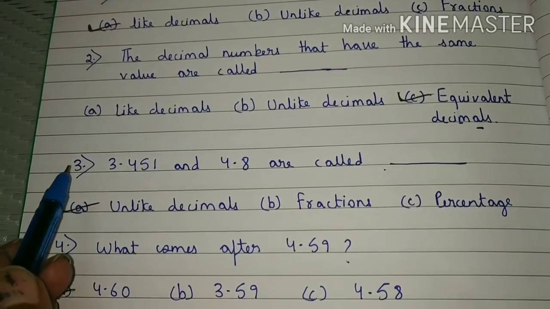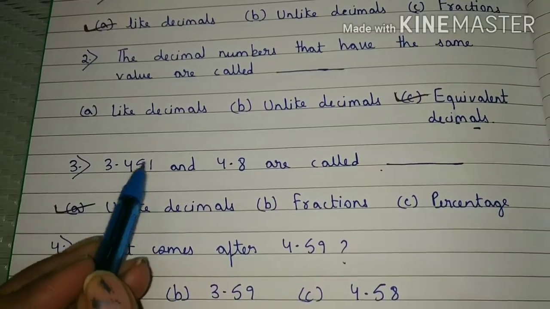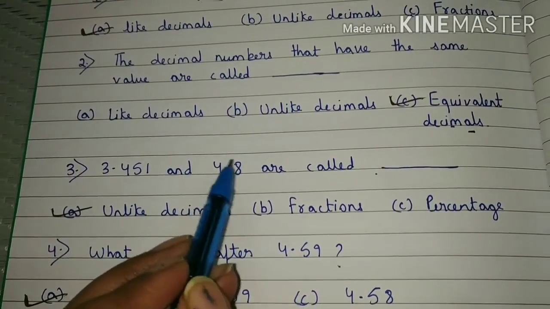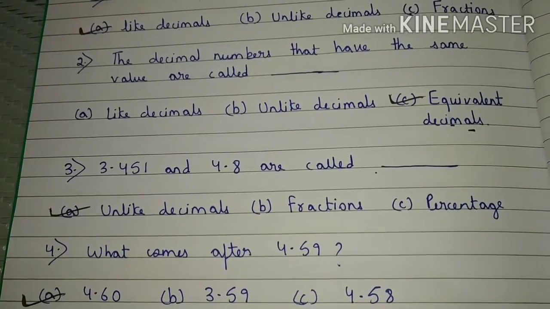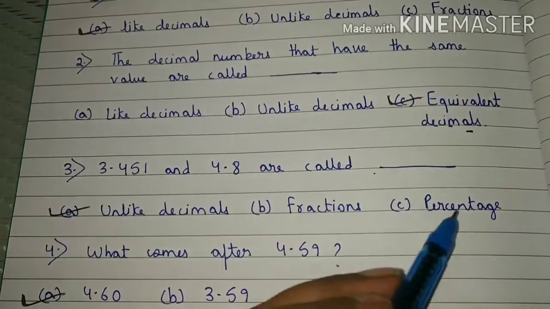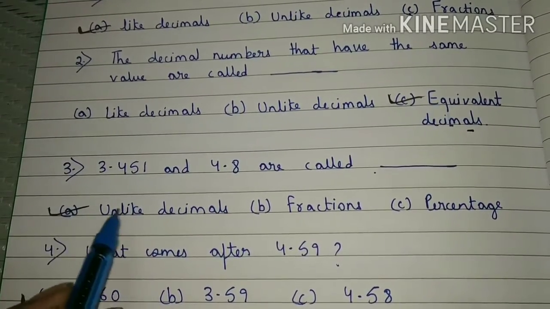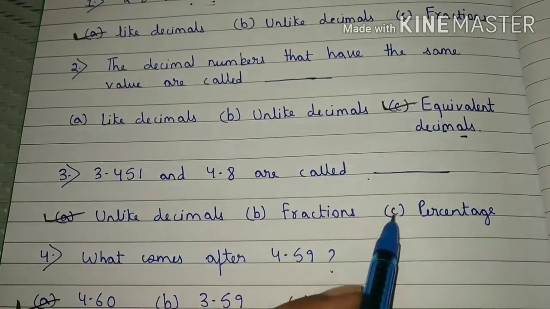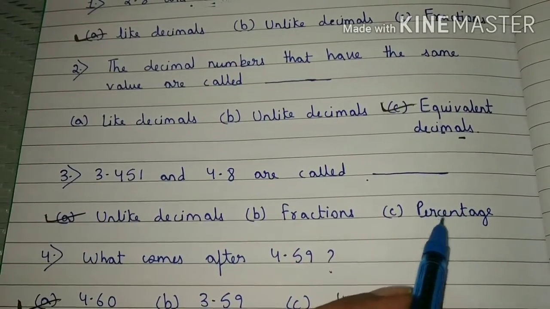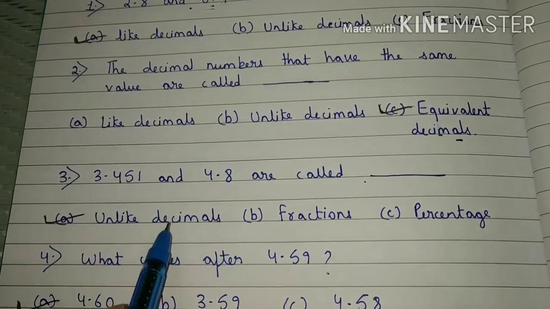Now students, come to question number 3. 3.451 and 4.8 are called dash. You can see here 3 options are given to you. Option A, unlike decimals. Option B, fractions. Option C, percentage. So students, correct answer is unlike decimals.